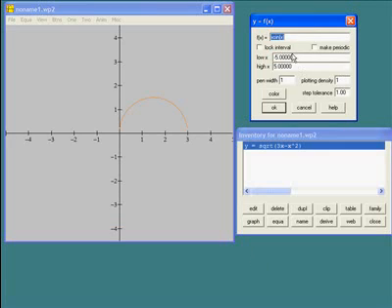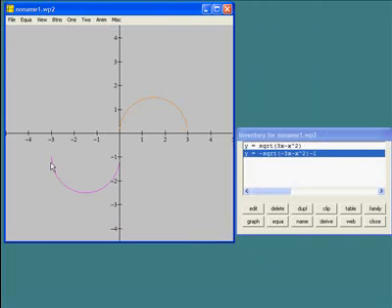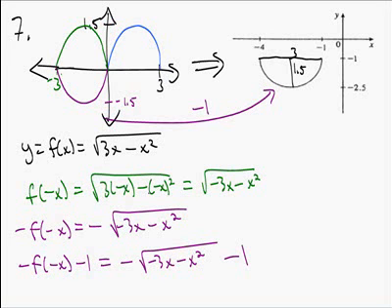So let's put that in right here. We have the negative of the square root of negative 3x minus x squared, and then that minus 1, and what do we get? We get the exact graph that we had before, that we wanted to get. We have the bottom half of that circle, and it's flipped over the y-axis, flipped over the x-axis, and shifted down 1 unit. So that is the correct formula.